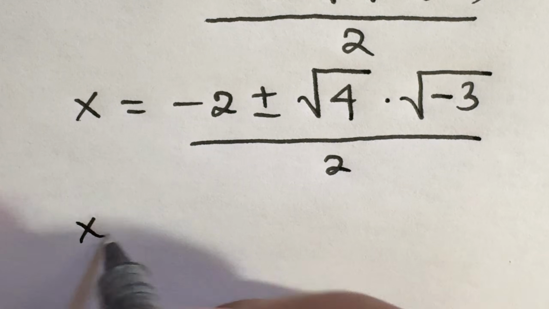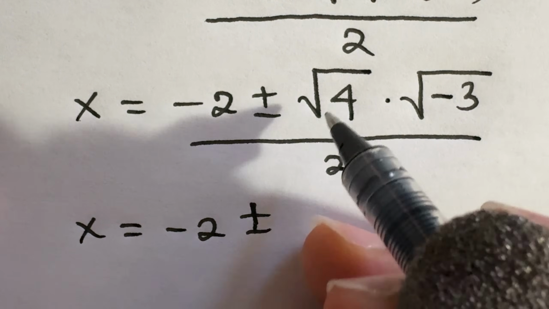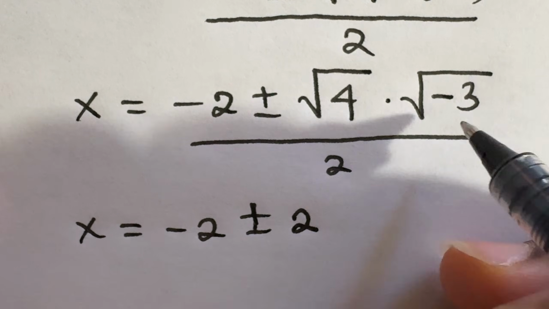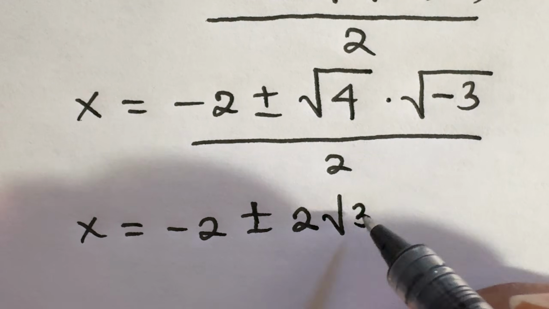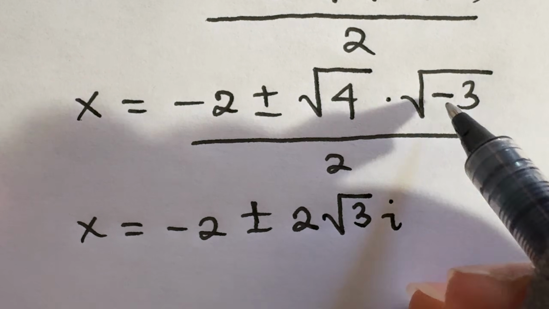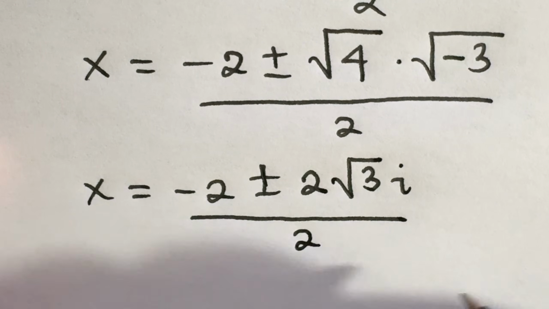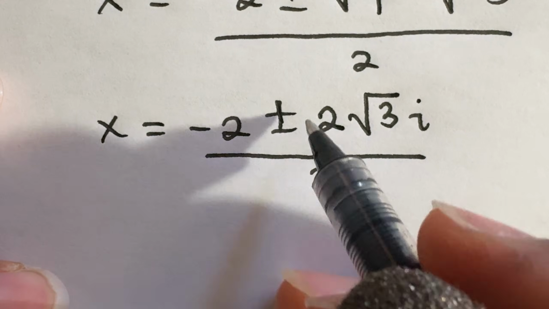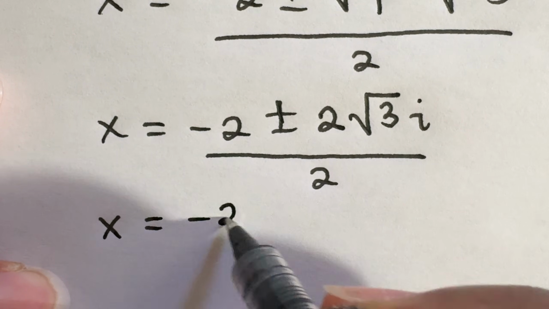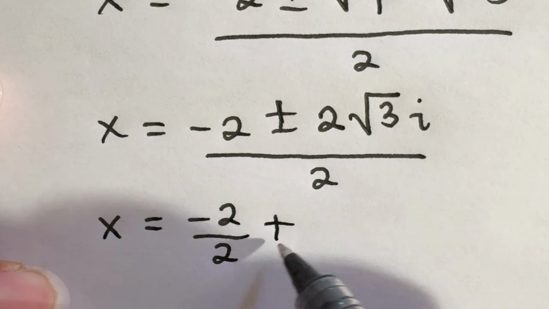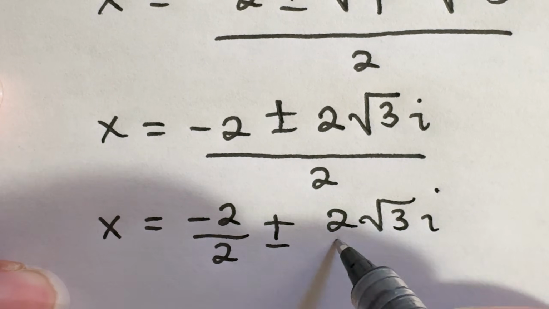So this gives us x is equal to minus 2 plus or minus the square root of 4, which is 2, so we have 2. Now the square root of minus 3 here is going to be the square root of 3 times i, because of that negative, then divided by 2. So we separate this division to give us x is equal to negative 2 over 2 plus or minus 2 root 3 i divided by 2.